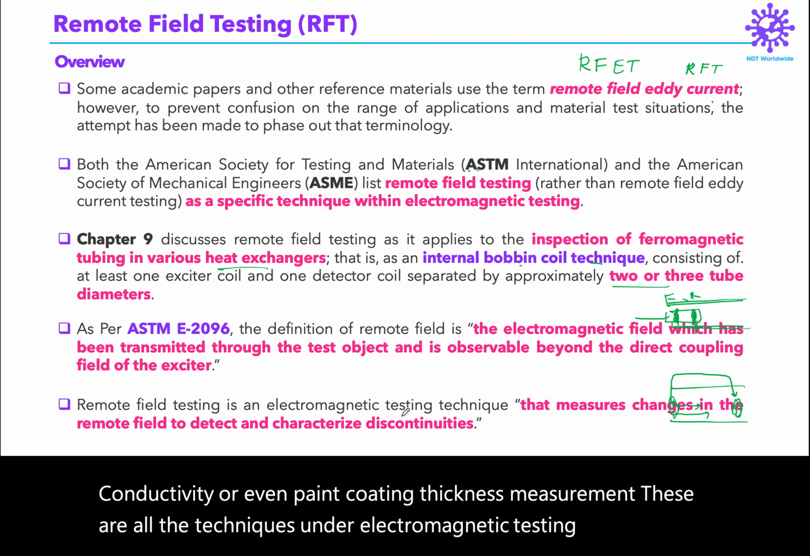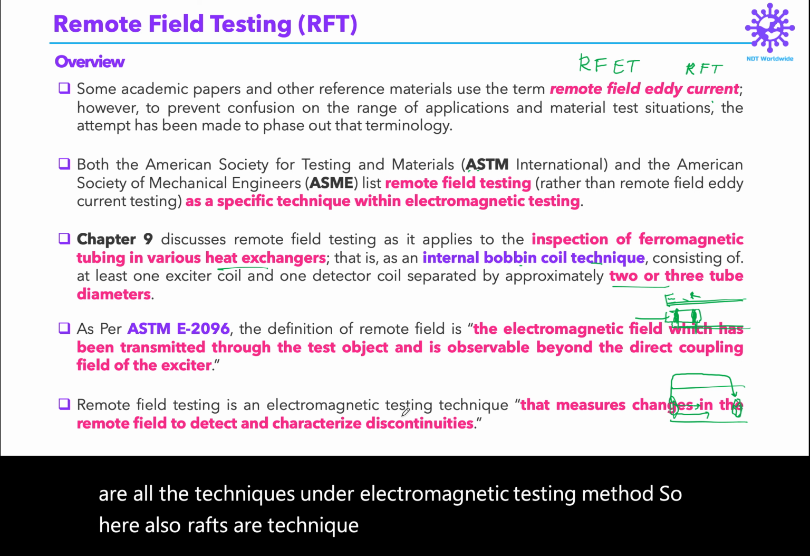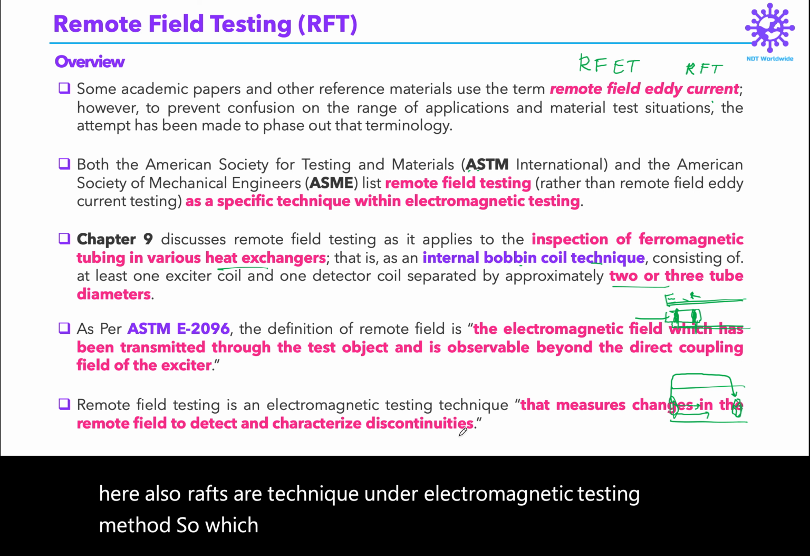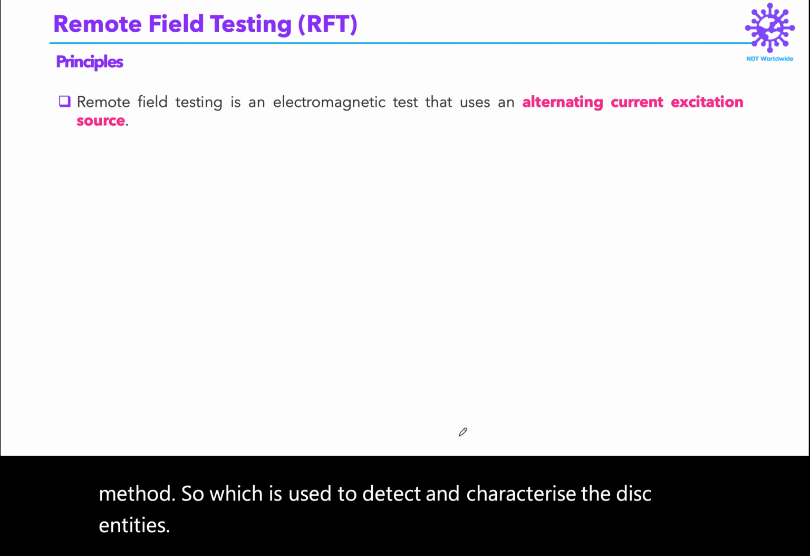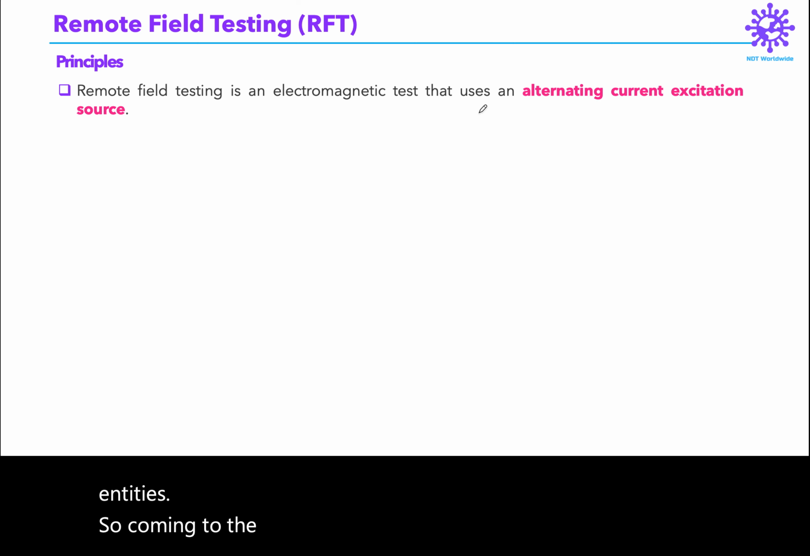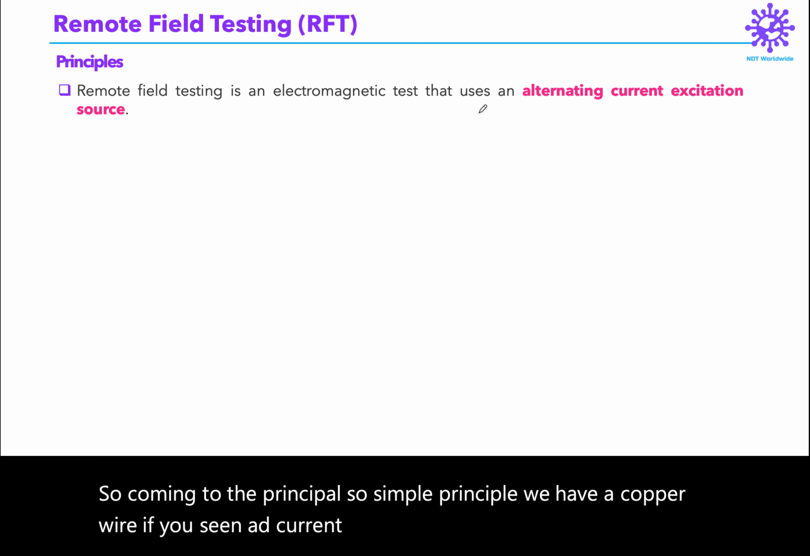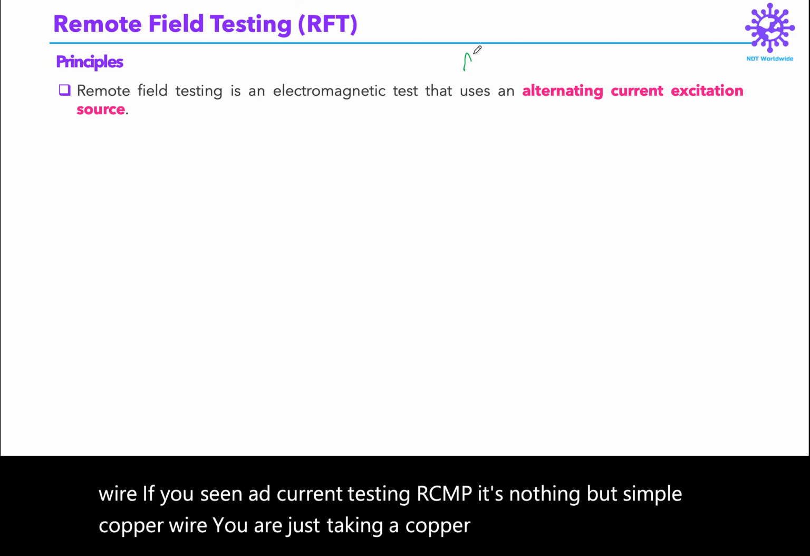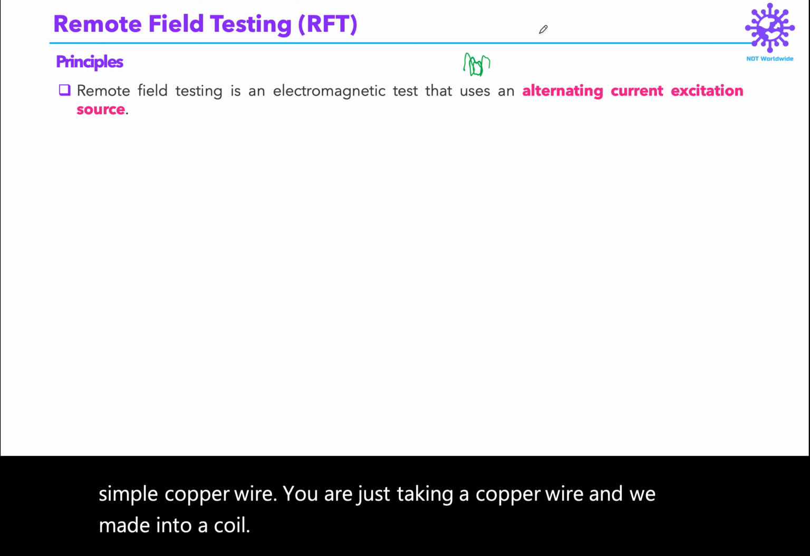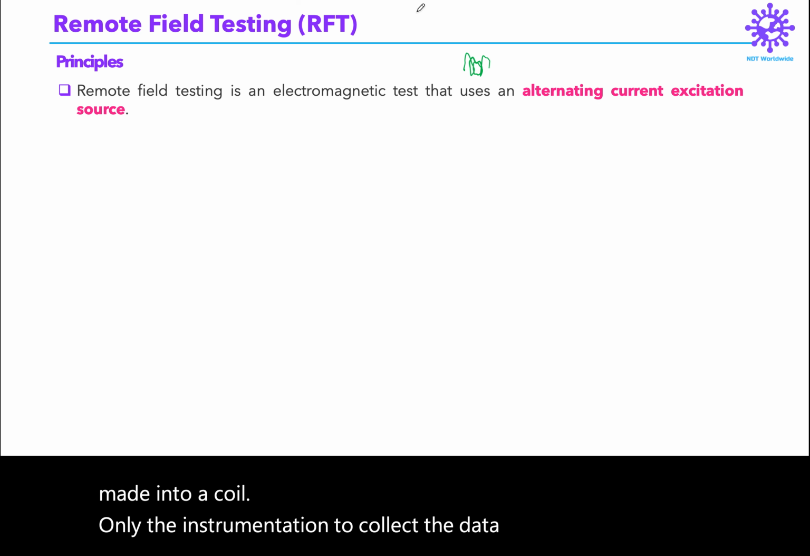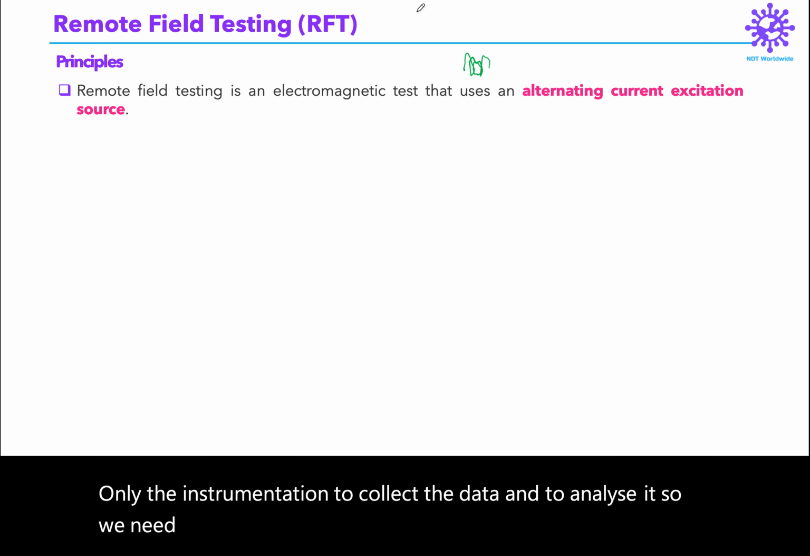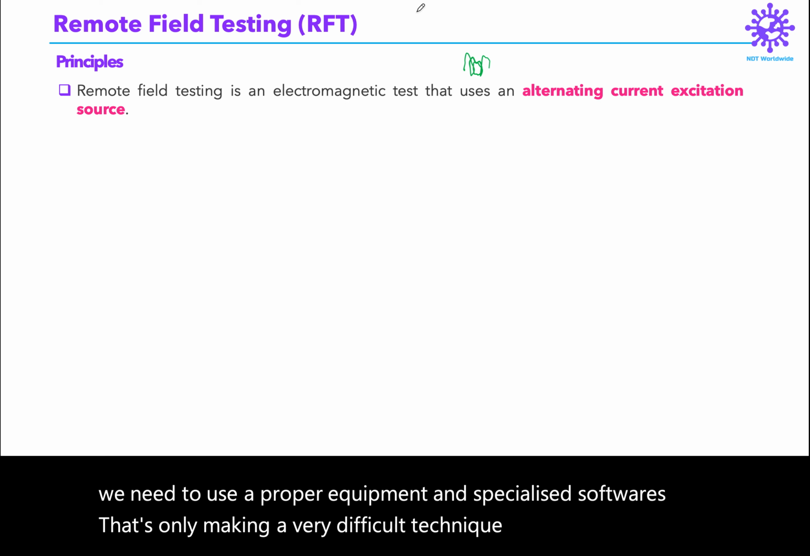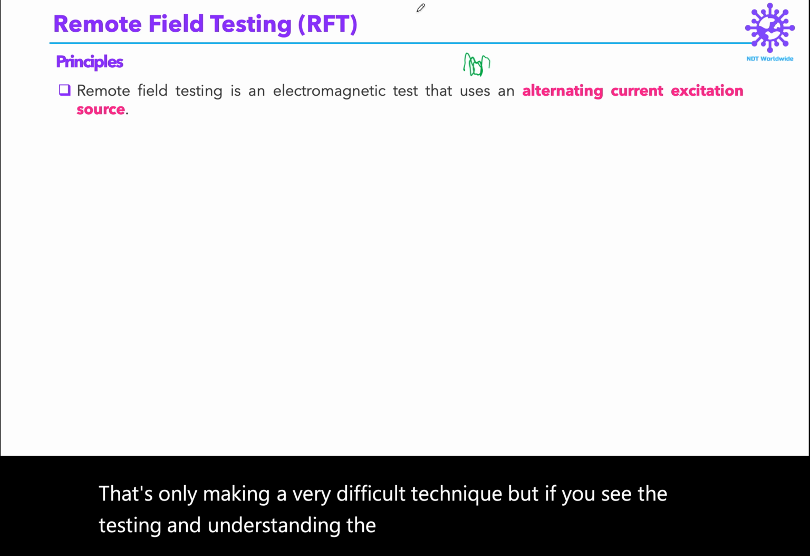So here also, RFT is a technique under the electromagnetic testing method, which is used to detect and characterize discontinuities. Coming to the principle, it is a simple principle: we have a copper wire. In eddy current testing, RFT or ACFMT, it's nothing but a simple copper wire that we make into a coil. Only the instrumentation to collect and analyze the data needs proper equipment and specialized software. That's what makes it a difficult technique, but if you see the testing and understand the principles, it is a very easy concept.